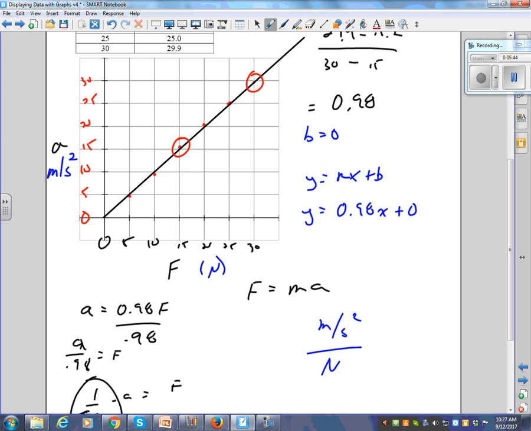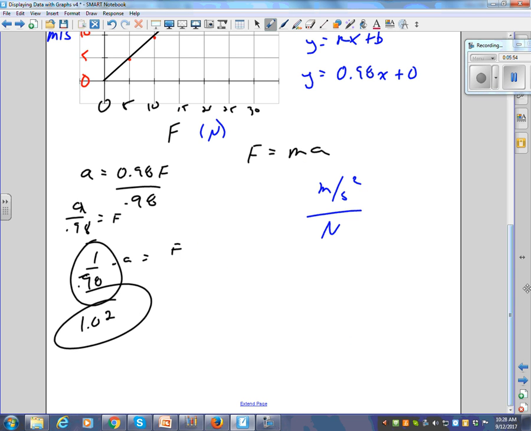That's a really weird unit. You've never seen that before, right? Does anyone know the definition of a Newton? I'm not expecting anyone to know. The definition of a Newton is kilogram meters per second squared. 1 Newton is 1 kilogram times meter per second squared.